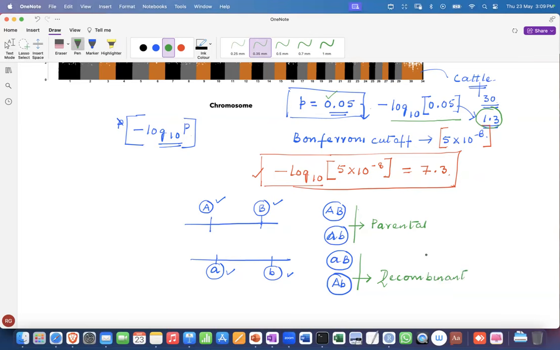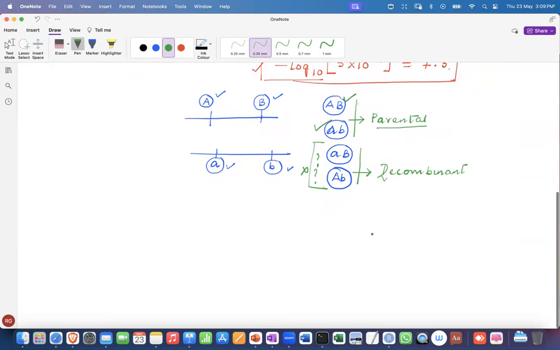Now, when you look at parental gametes, if there is linkage between A and B, there is every chance that A and B will always be found together. This means the probability of getting these two gametes is higher than the probability of getting the other two. If there is complete linkage, there will be no recombination at all, and you will be getting only parental types. Now, what is linkage disequilibrium?